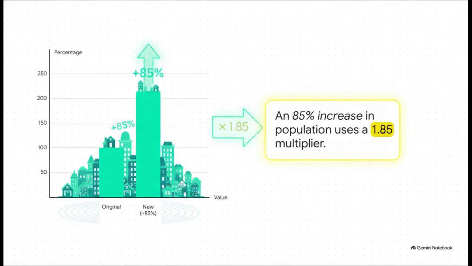Let's see how this builds in a real-world scenario. Imagine a town's population is expected to rise by 85% over the next 10 years. The original population is our baseline, right at 100. To find the new population, we just add the 85% increase, pushing our new value all the way up to 185. To calculate that in the real world, we just multiply the current population by a massive 1.85 multiplier. It's clean, it's highly visual, and it's perfectly mathematically sound.